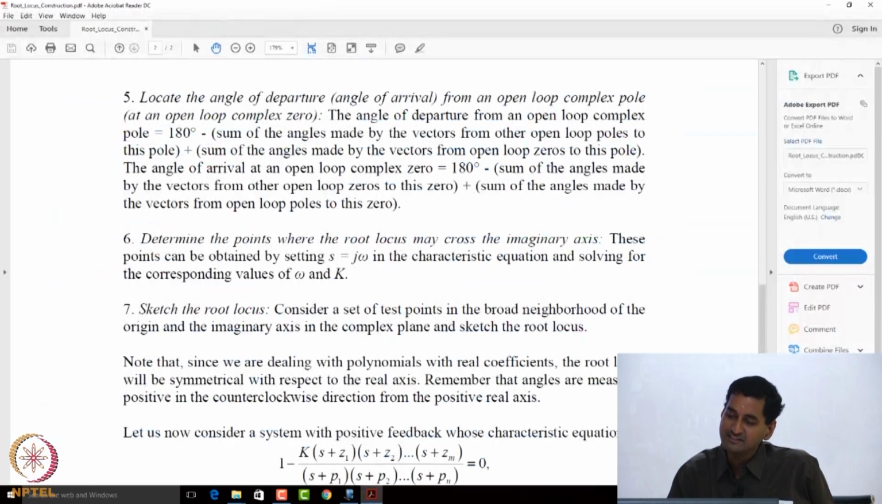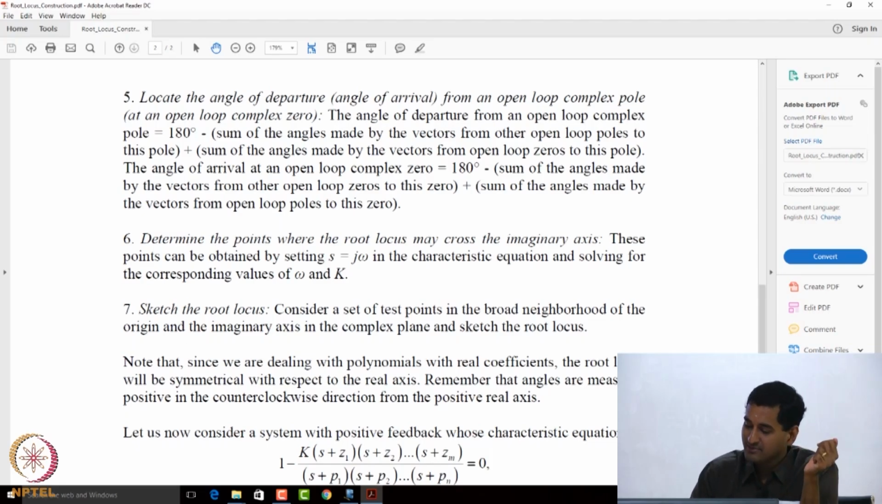So with this understanding, let us go and read this step and we will stop there. The angle of departure from an open loop complex pole is 180 degrees minus the sum of the angles made by the vectors from other open loop poles to this pole, plus the sum of the angles made by the vectors from open loop zeros to this pole. In the example that we considered, there was only one open loop zero. So that's why we had only one term.